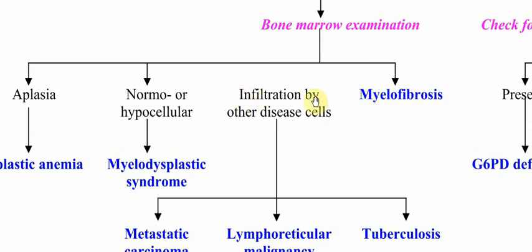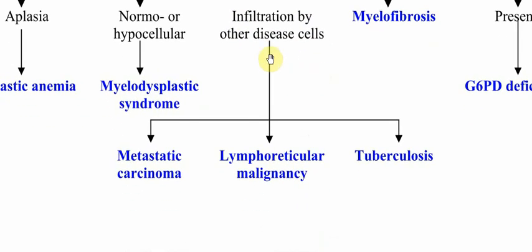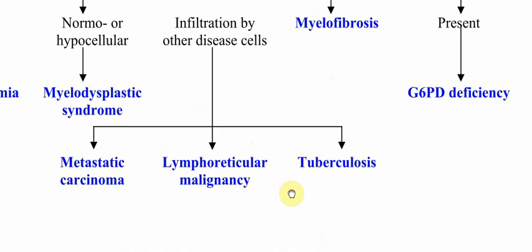And if it shows infiltration by other disease cells, the other disease cells could be metastatic carcinoma, then you need to find out the primary. If it shows lymphoreticular malignancy, you need to treat it appropriately, and it might show even tuberculosis.